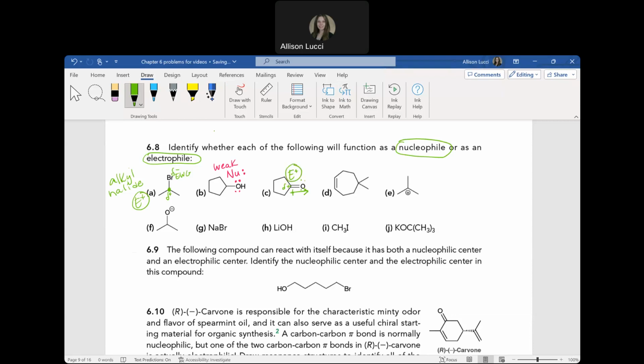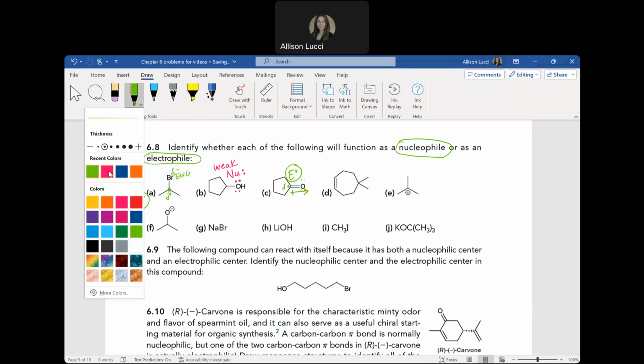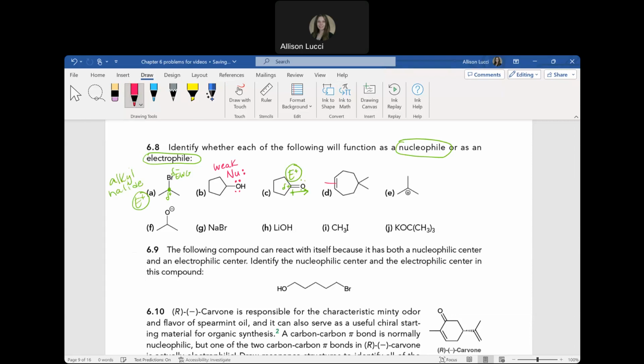All right, this next example shows a pi bond here. So this pi bond, in general, could be called an alkene. In this specific case, it's a cyclic alkene. And this is an electron-rich pi bond here. So we would call this a nucleophilic center or a nucleophile.